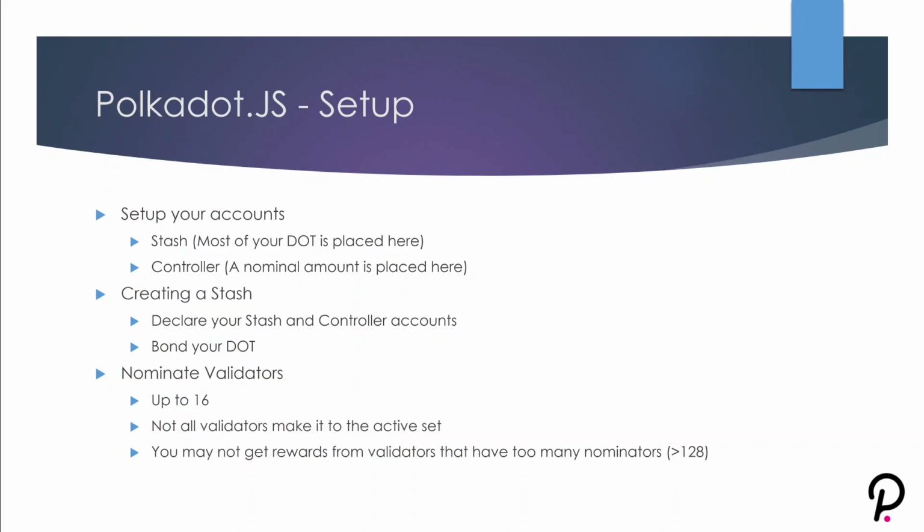Finally, you may not get the reward from the validator. If a validator has more than 128 nominators associated with him, anyone beyond that 128, so Mr. 129 and 130 and 131, won't get a reward. That's a zero reward if you are nominator 129 or 130.